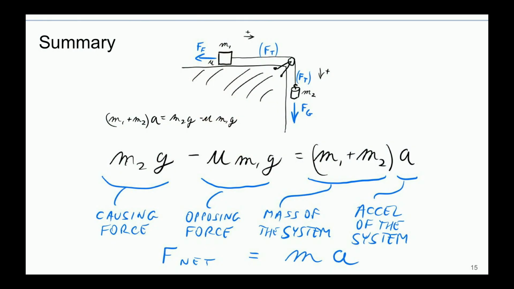Okay? So that's all I'm going to say about solving this particular problem. In summary, I would say that F equals ma, right? Net force, the forces causing the system to accelerate, minus opposing forces causing the system to slow down. That's the net force is the mass, total mass of the system times its acceleration.